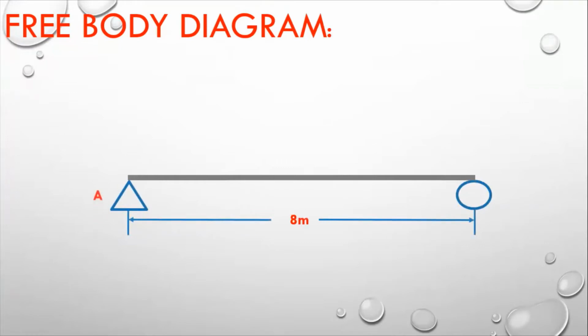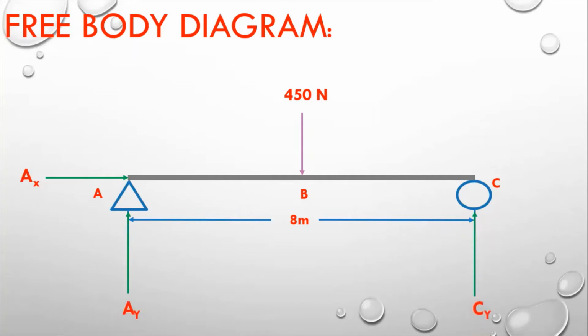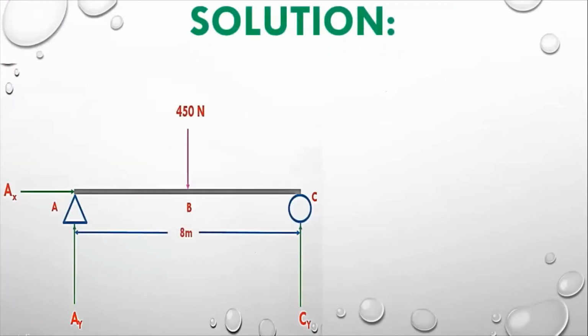We have to make a free body diagram here. The free body diagram will be like this. This is the length 8 meter, and then we have A, B and C. We have the point load at the center of the beam of 450 Newton. Then we have two support reactions at the hinge support at point A, AX and AY, and a roller support at point C, so there will be only one vertical reaction, CY. This is the way to construct the free body diagram. Now I am moving to the next slide, which is the solution.